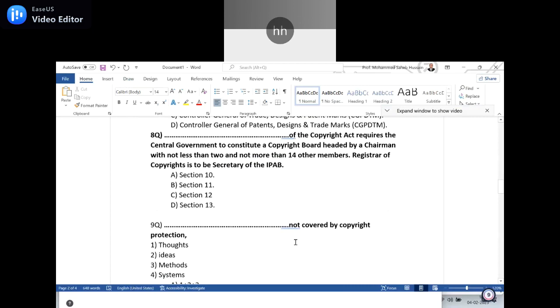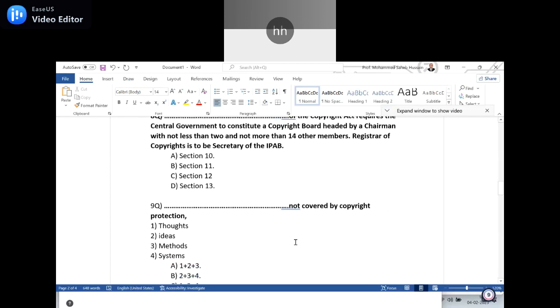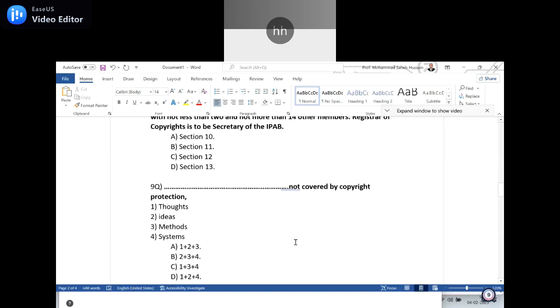Now the ninth question. Dash not covered by the copyright protection. Number 1, thoughts. Number 2, ideas. Number 3, methods. Number 4, systems. Here A, 1 plus 2 plus 3. B, 2 plus 3 plus 4. C, 1 plus 3 plus 4. D, 1 plus 2 plus 4. Option B, 2 plus 3 plus 4. Yes, you are right. Option B, 2 plus 3 plus 4.